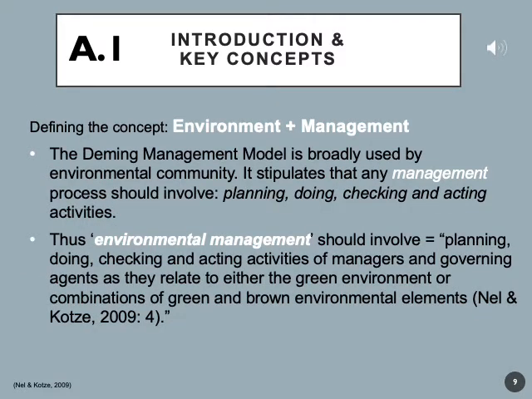To continue, the Deming management model is a model that's broadly used by the environmental community, and it stipulates that any management process should involve planning, doing, checking, and acting. Right. So thus, environmental management could then involve planning, doing, checking, and acting activities of managers and governing agents as they relate to either the green environment or combinations of green and brown environmental elements. And this is according to Null and Kotzé.